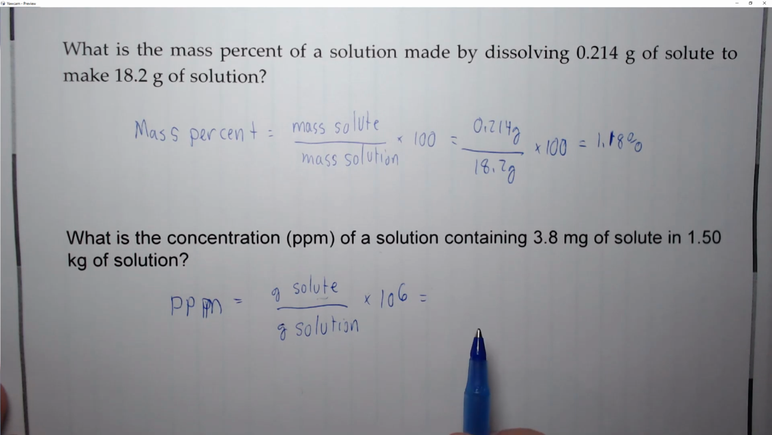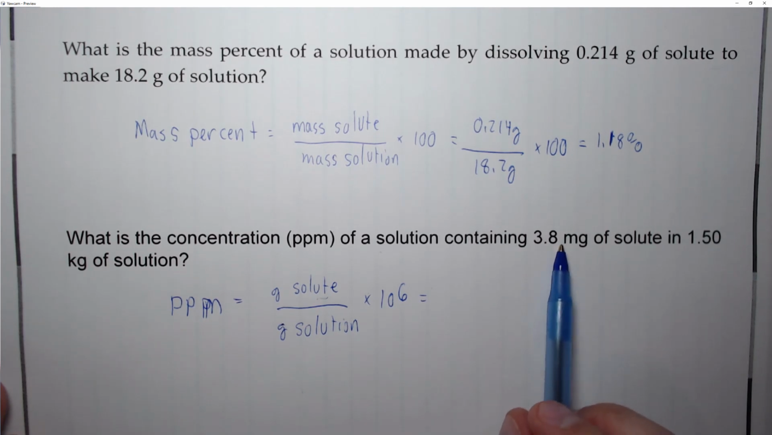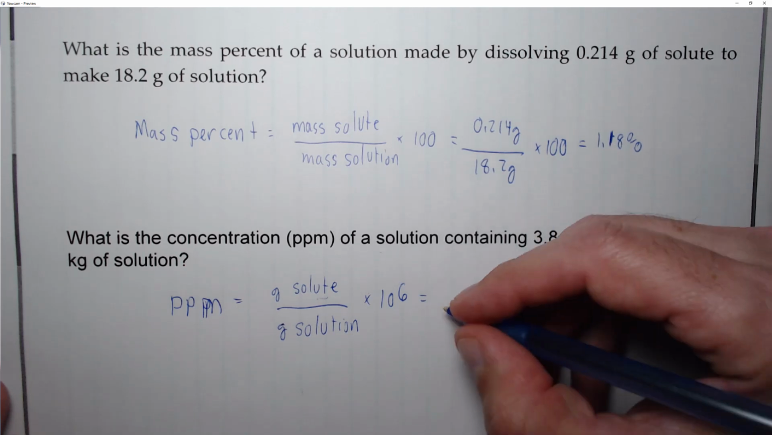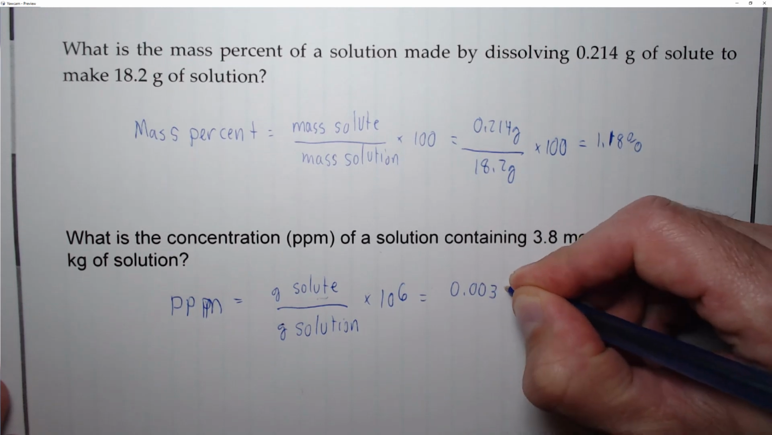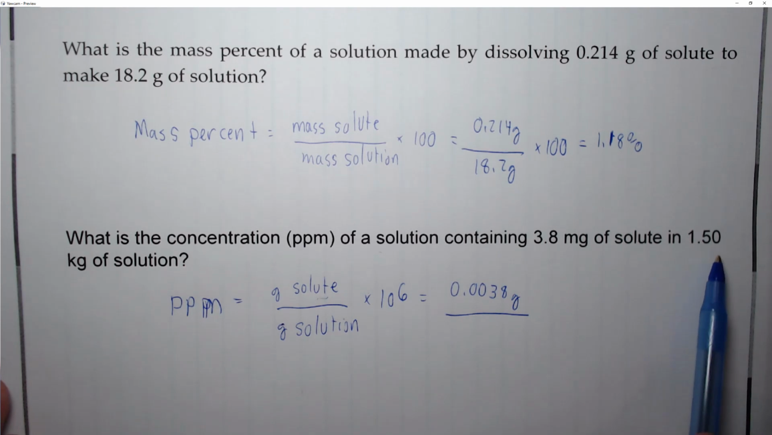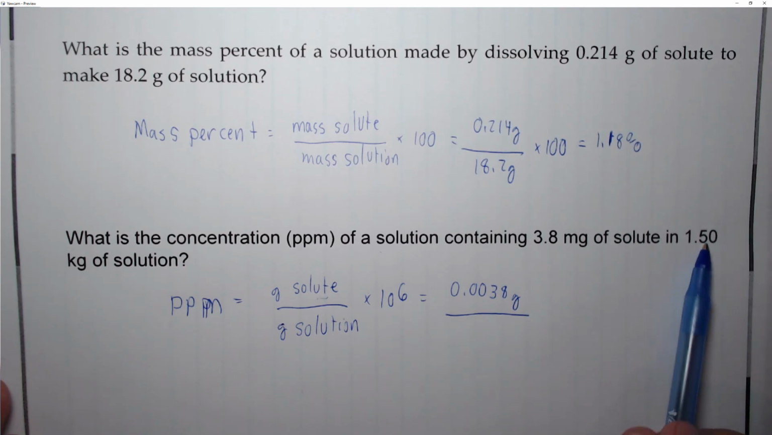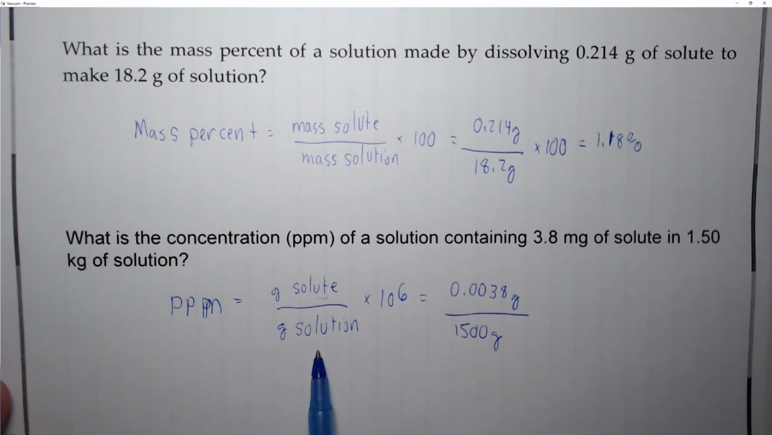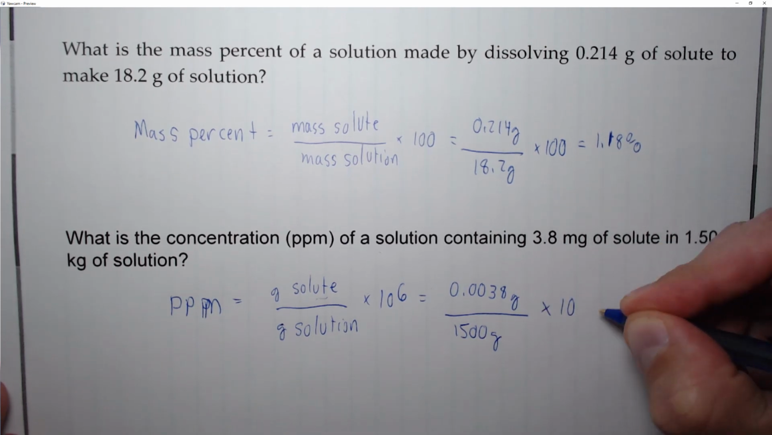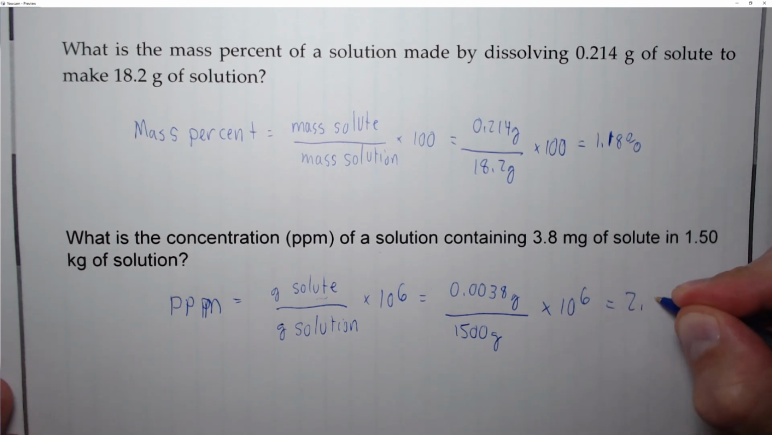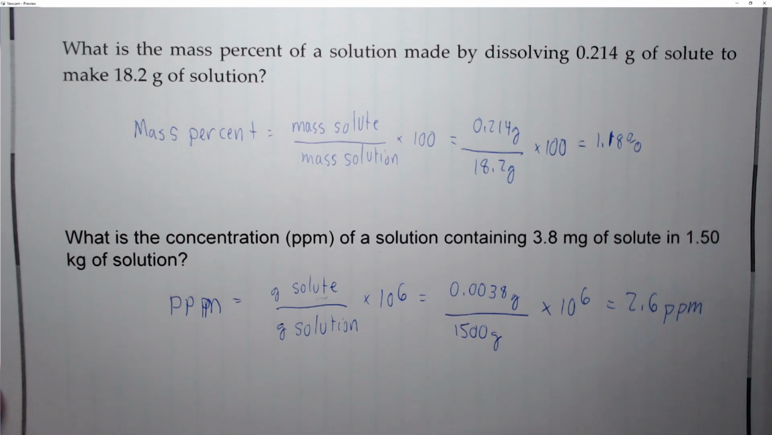In this case, we need to take the solute and convert that to grams. If it's in milligrams, we need to divide it by 1,000, which is 0.0038 grams of solute. Then we need to take our solution and convert from kilograms to grams, so we multiply this one by 1,000. 1.5 times 1,000 is 1,500 grams for the mass of the solution. Then we need to multiply by 10 to the 6, or 1 million. When we do this, we find that this is a 2.6 parts per million solution.